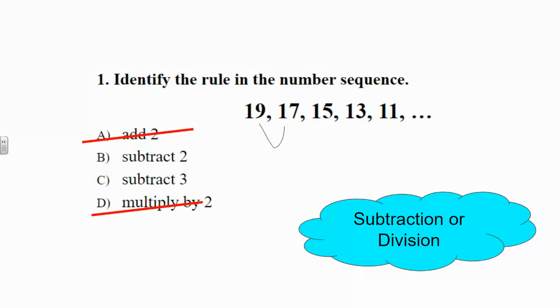So now I'm going to decide, starting at 19, in order to get to 17, what's happening? I know that 19 minus 2 is 17. And again, right now, that's not a rule. It has to repeat 3 times to be a pattern. So I'm going to check. Is 17 minus 2 also 15? Yes, it is. Third time's the charm. Is 15 minus 2 equal to 13? And the answer is yes. So once I see that rule repeating 3 times, I know that subtracting 2 is the correct rule.